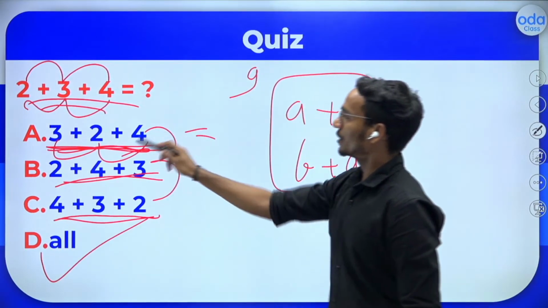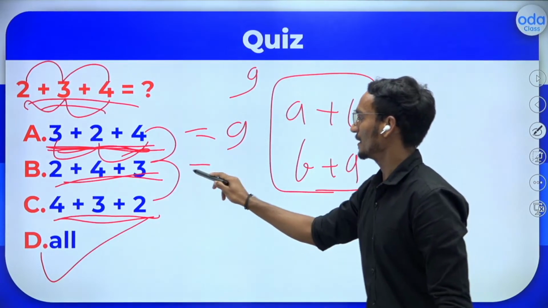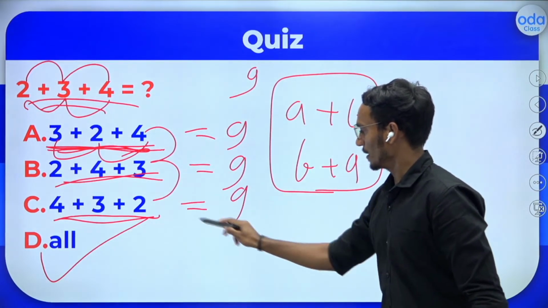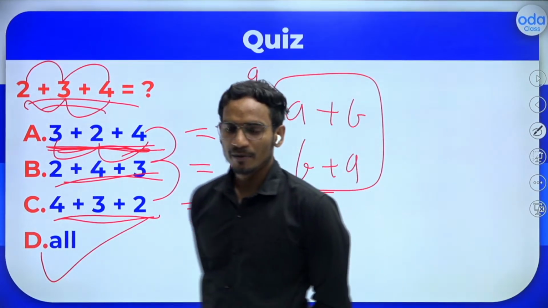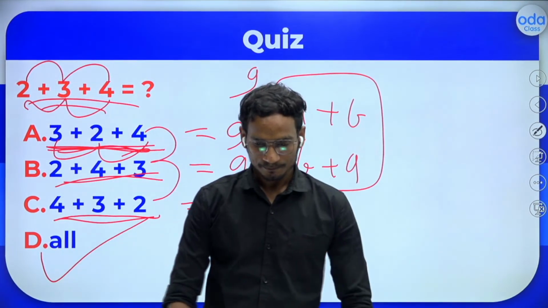करके भी देख लो भले. 3 plus 2 5, 5 plus 4 that is 9. 2 plus 4 6, 6 plus 3 that is 9. 4 plus 3 7, 7 plus 2 that is equal to 9. Clear है सभी को? I hope by now this thing is clear to everyone.